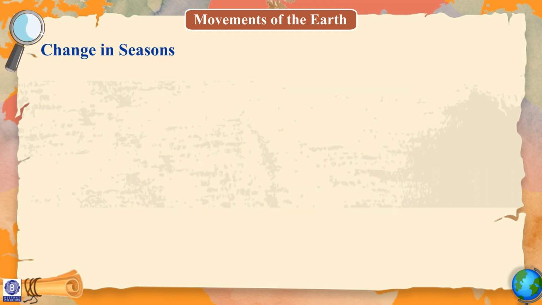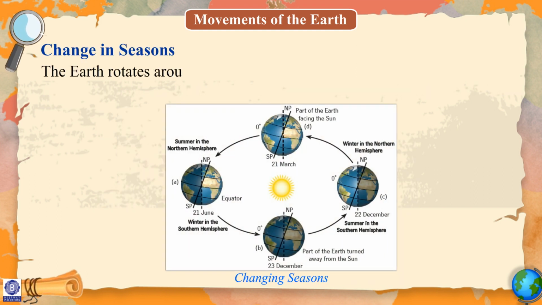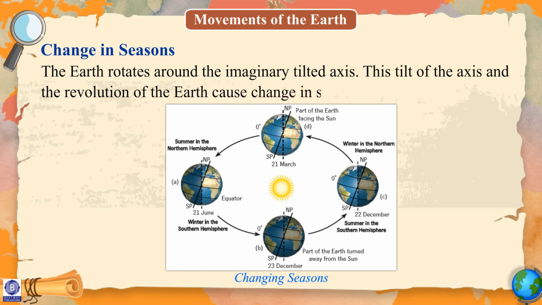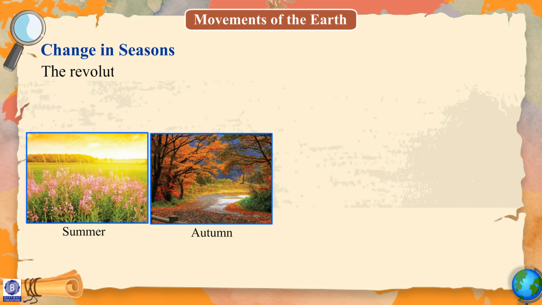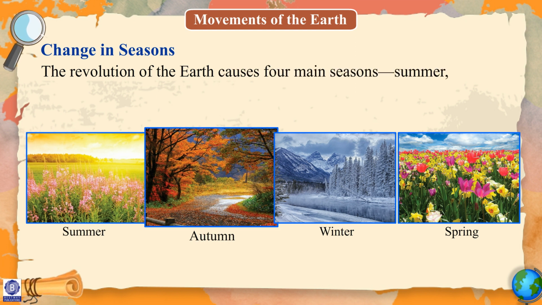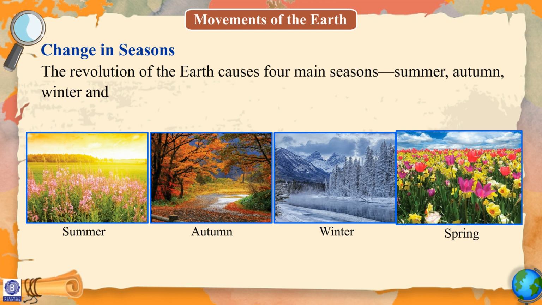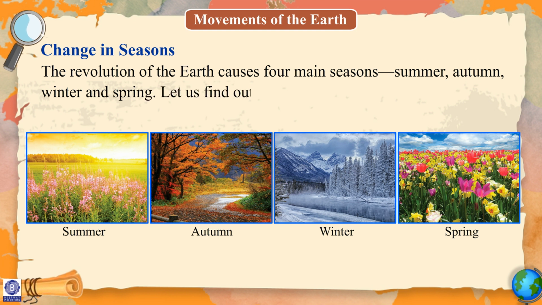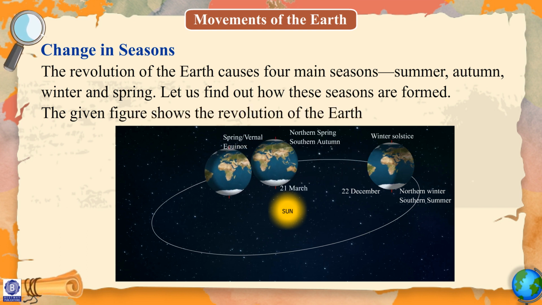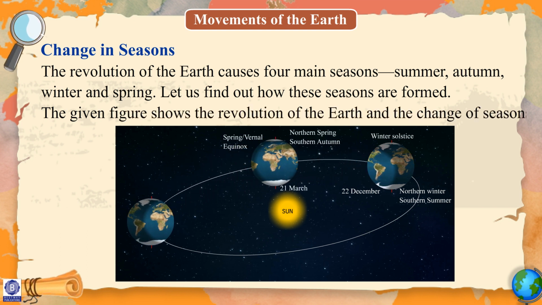Change in seasons. The Earth rotates around the imaginary tilted axis. This tilt of the axis and the revolution of the Earth cause change in seasons. The revolution of the Earth causes 4 main seasons: summer, autumn, winter, and spring. Let us find out how these seasons are formed. The given figure shows the revolution of the Earth and the change of seasons.